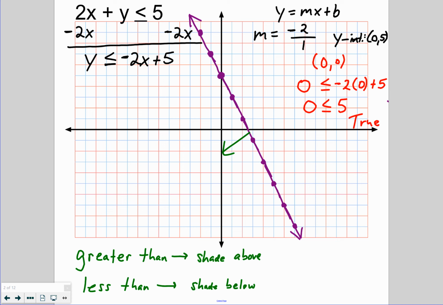So if you get a true statement, here it is. See if your brain can link this. If you get a true statement when you plug in 0, 0, when you shade, it should include 0, 0. It should include 0, 0. And you'll notice where my arrow is and I'm shading, I'm going to include 0, 0.